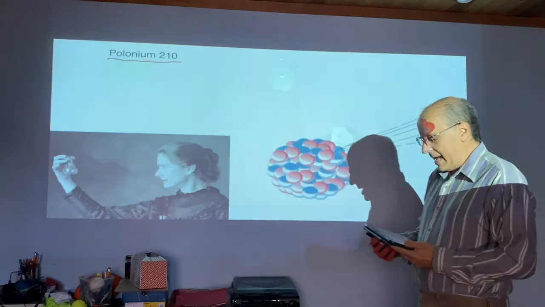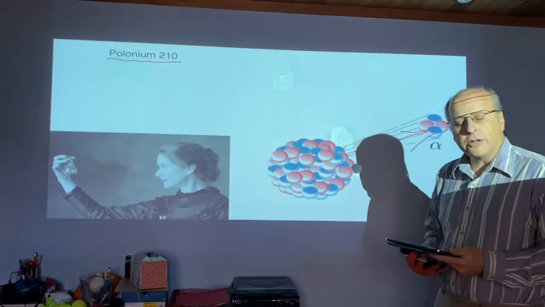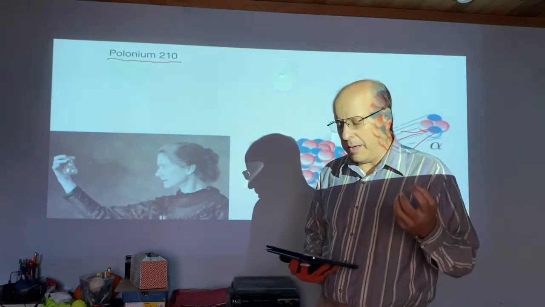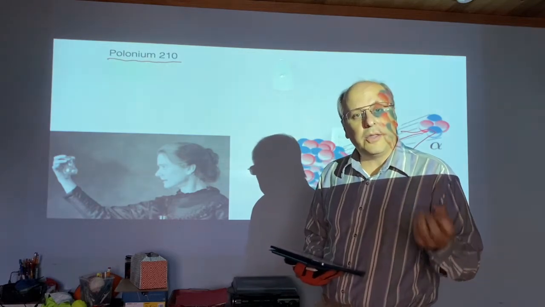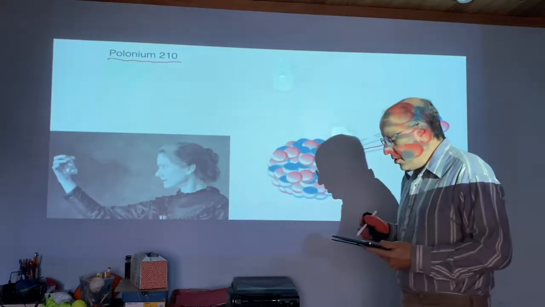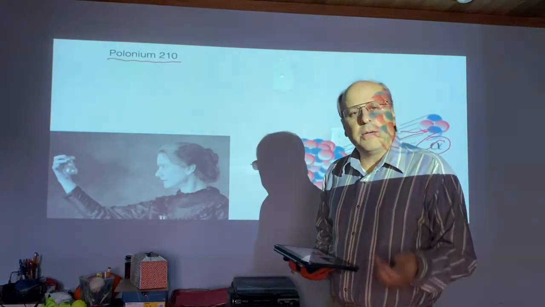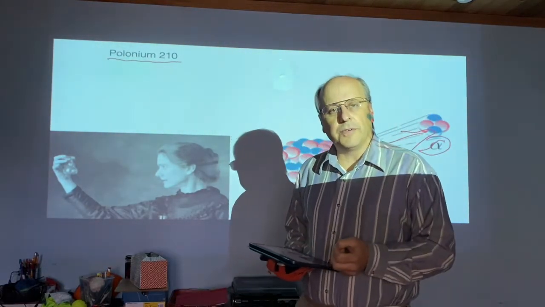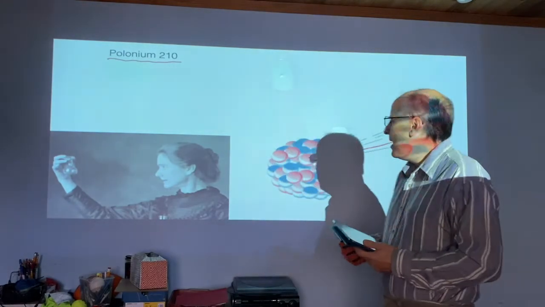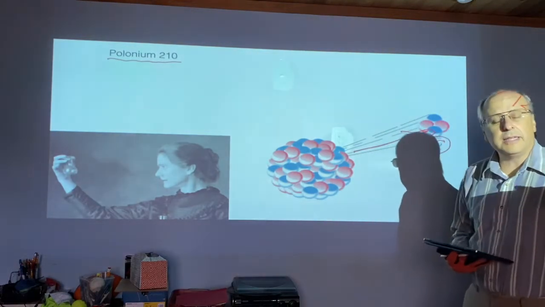So polonium-210. And what she found is that the polonium-210 would have particles shoot off of it. And these particles would cause the polonium to change into other elements, a different isotope. We call these alpha particles because we didn't know what they were at the time. They were the first radioactive particle discovered, and therefore they named it alpha after the first letter of the Greek alphabet. It now turns out that these alpha particles are actually helium nuclei.